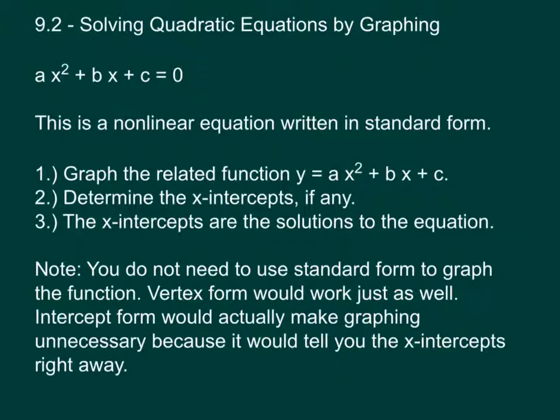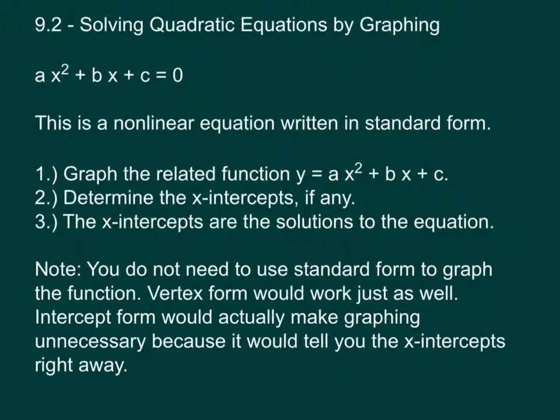Now, we don't have to use standard form. Just a little note down here: we don't have to use standard form to graph the function. Oftentimes, that's going to be the way that it's presented to us. Vertex form, though, would work just as well if we happen to have it written in vertex form. Intercept form would not really need to be used because the point is to find the x-intercepts, and once we have intercept form, we have the x-intercepts, so there's no reason to graph at that point. It still could technically work, but it would be more work than we need to do.